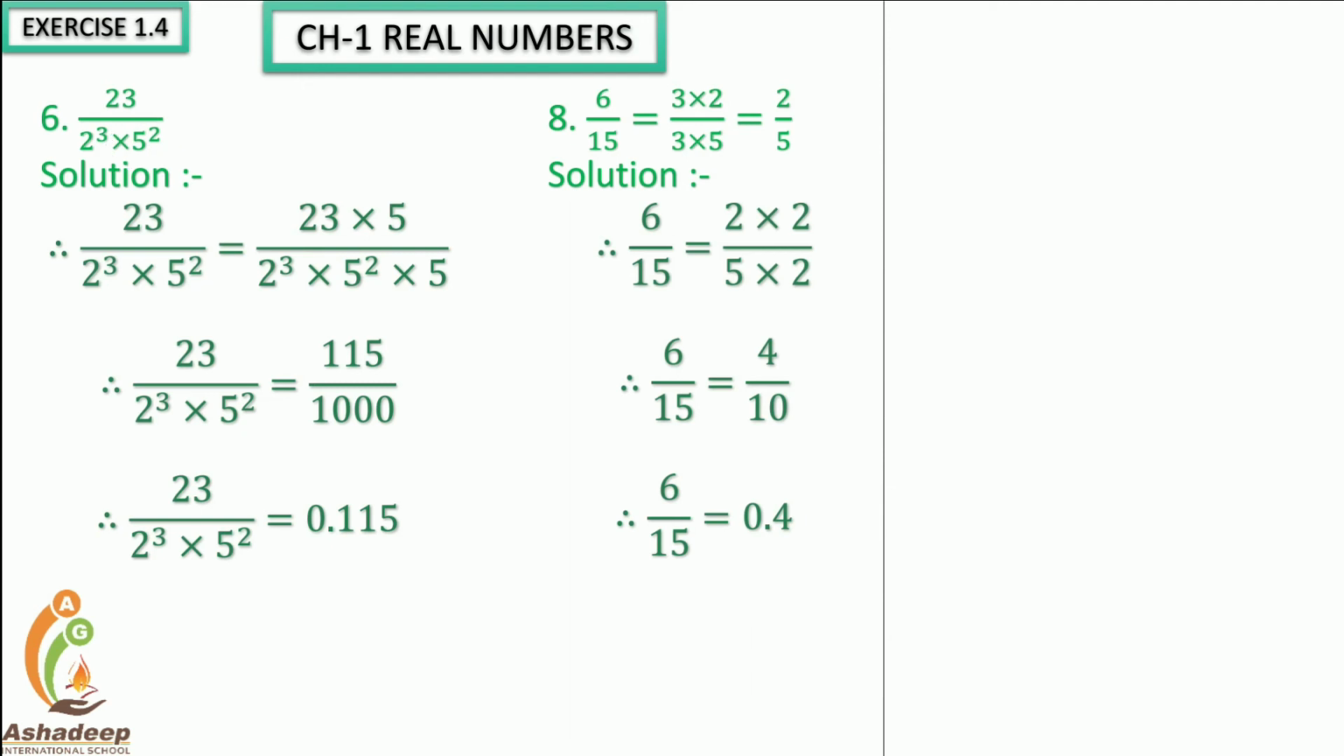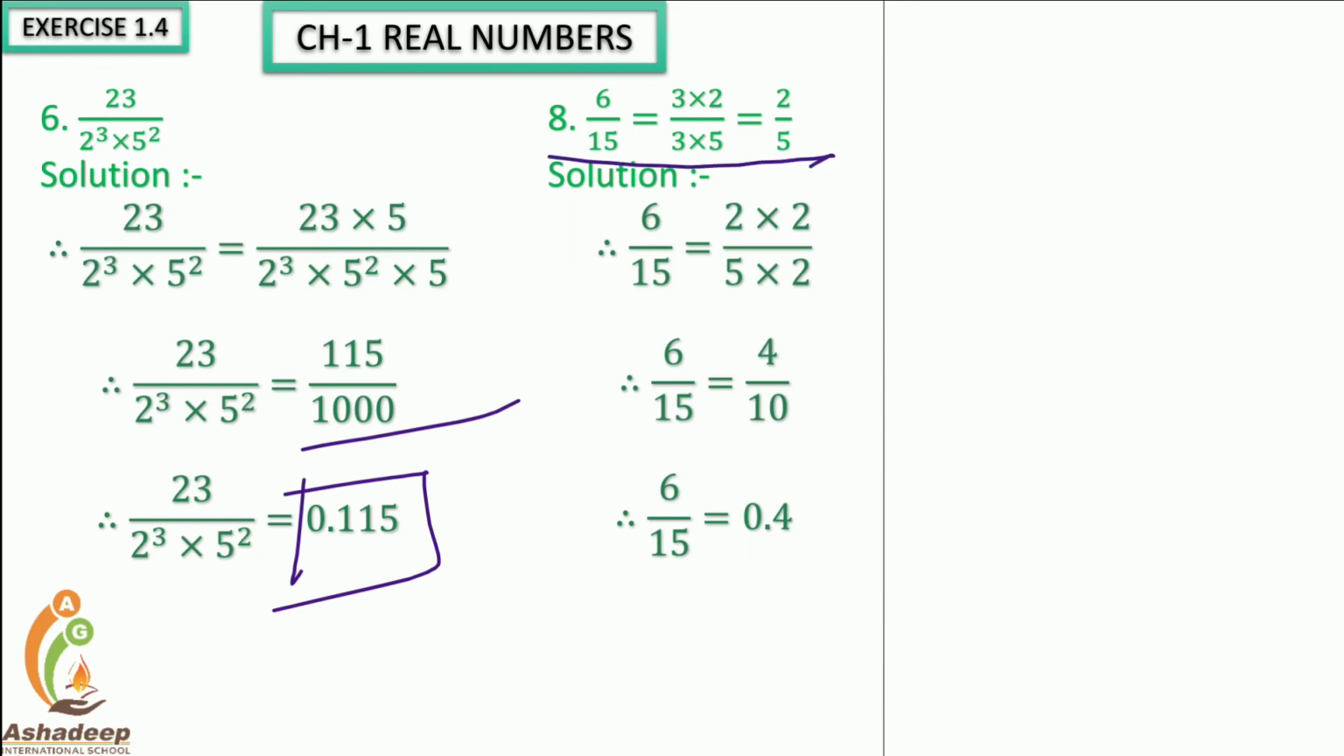So 5 is 2 times over there. So how many times is remaining? 1 time. So divide by 5 and multiply by 5. Multiply the 5 with the denominator, and multiply 5 into the numerator. Now if you multiply this, you will get 115. 115 divided by 1000 is nothing but 0.115.